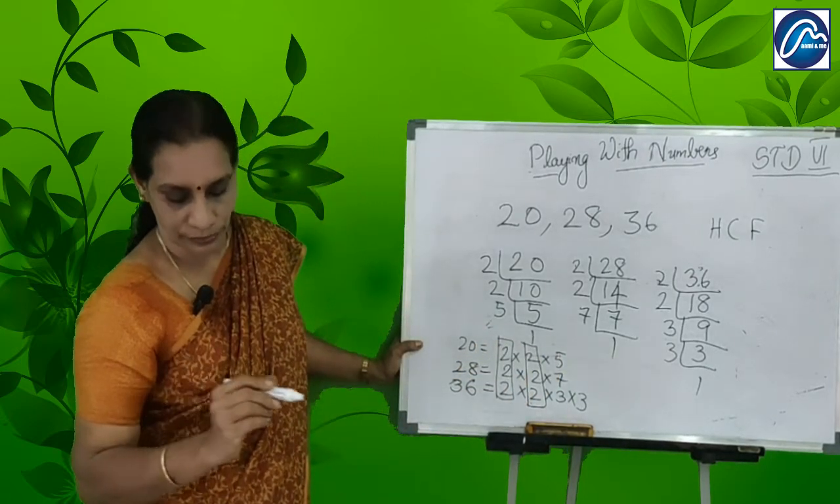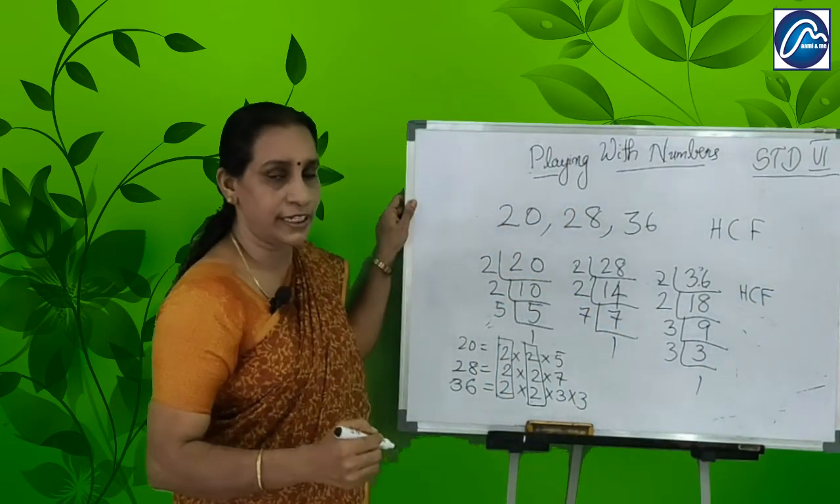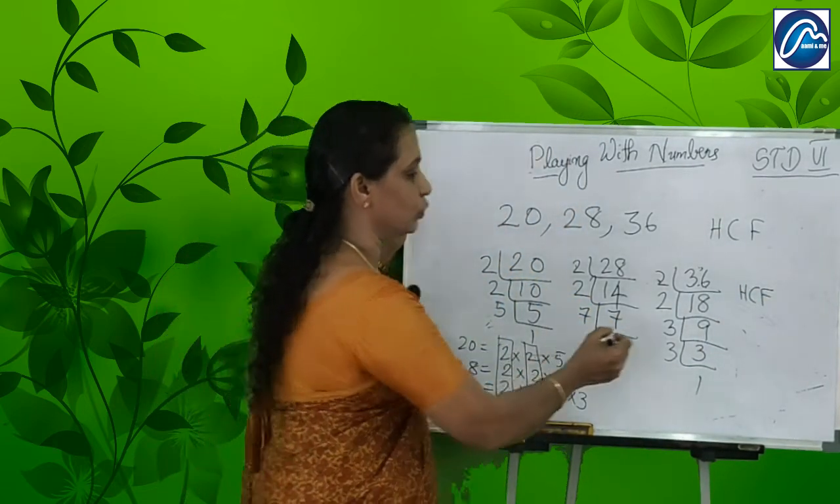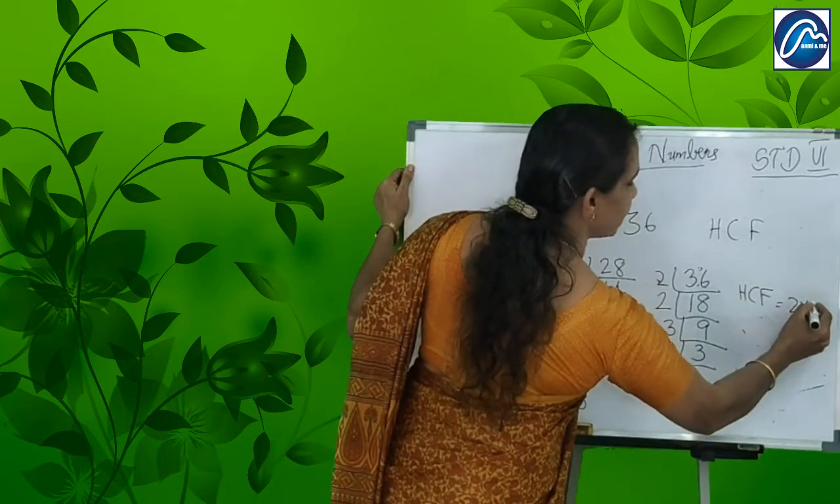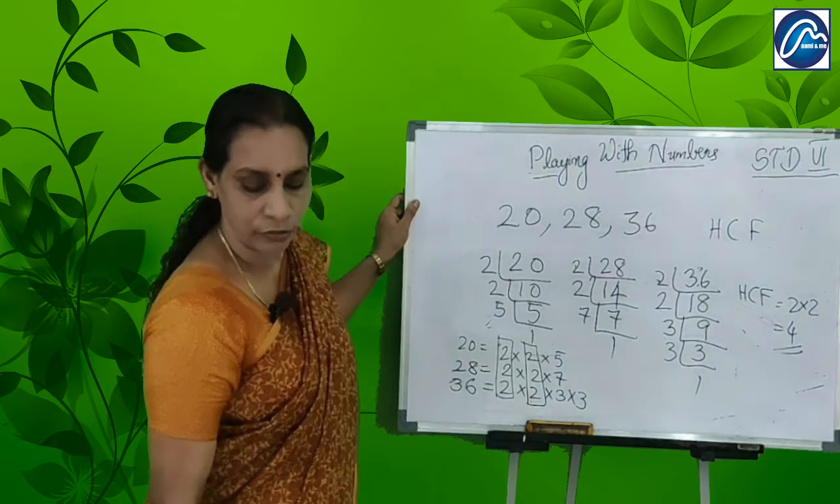2 into 2. Then the HCF of these numbers is 2 into 2, that is equal to 4. 2 into 2 that is equal to 4.